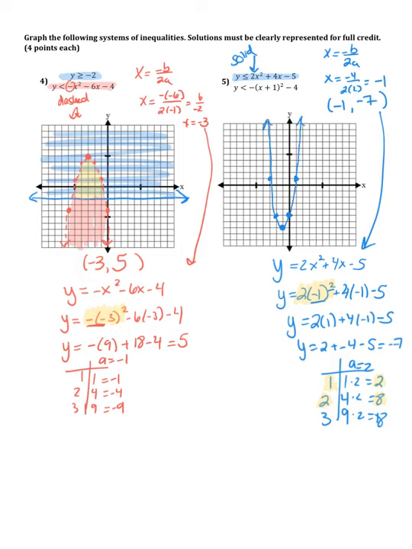Now when it comes to the shading, it says y is less than. So if I put my pen on the vertex, less than means I go down. That puts me outside the parabola. Now, that means all my solutions lie outside the parabola. So I'm going to highlight everything outside the parabola.